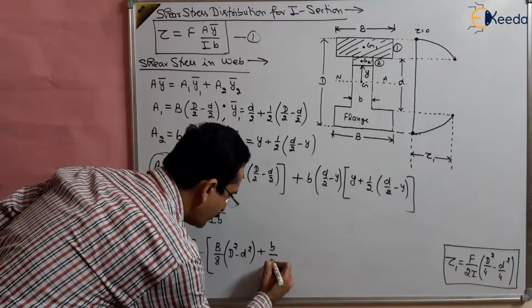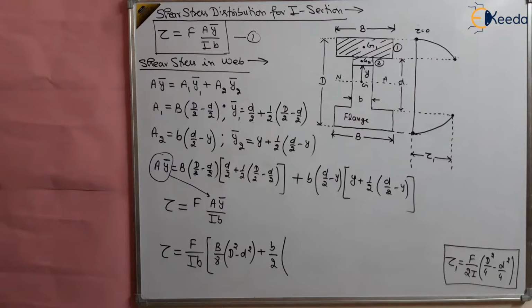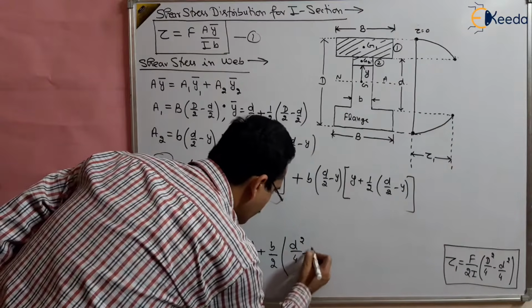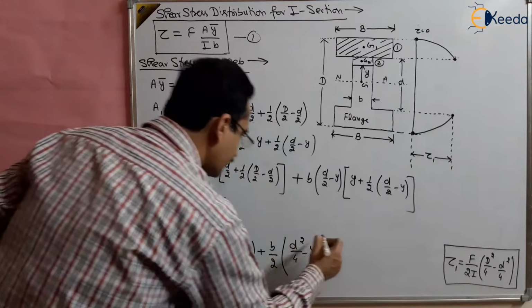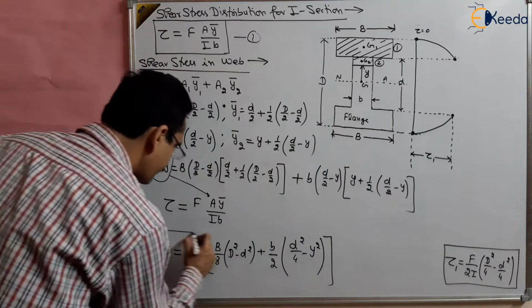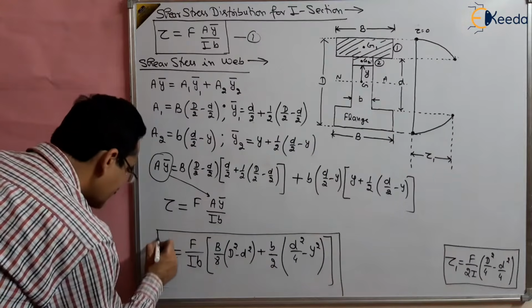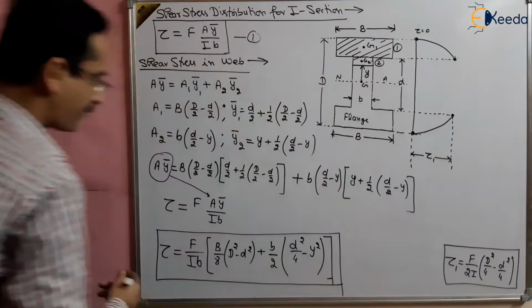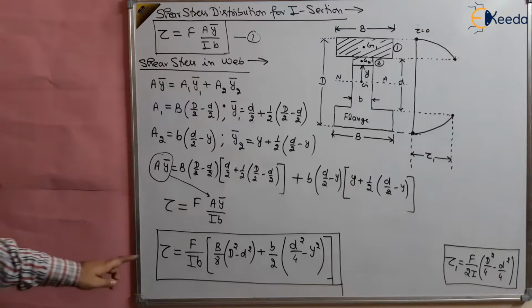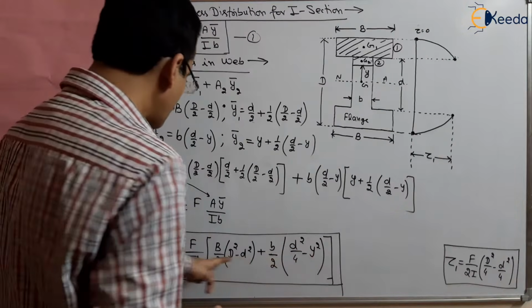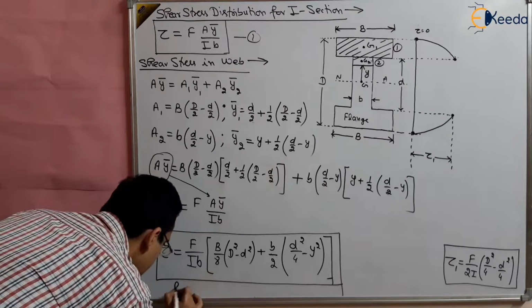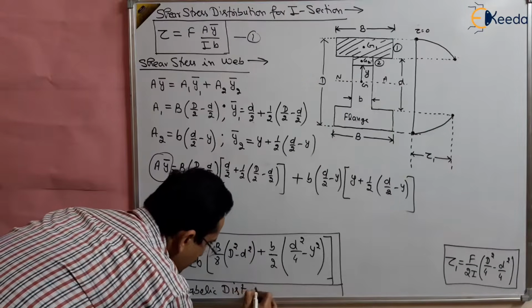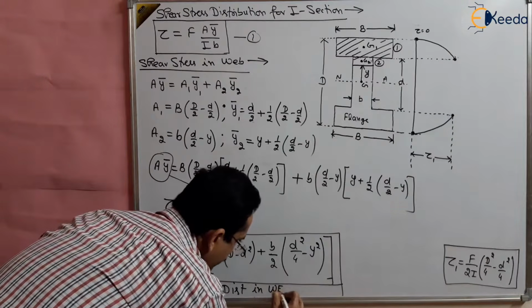plus small b by 2 bracket start d square by 4 minus y square. So d square by 4 minus y square. I have written directly the value of shear stress in the web. This is the shear stress distribution in the web only. And you can see here, this is again a parabolic distribution in the web, right?